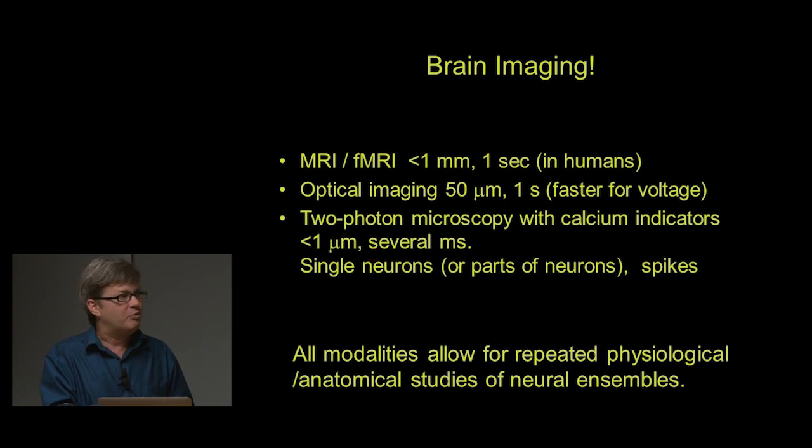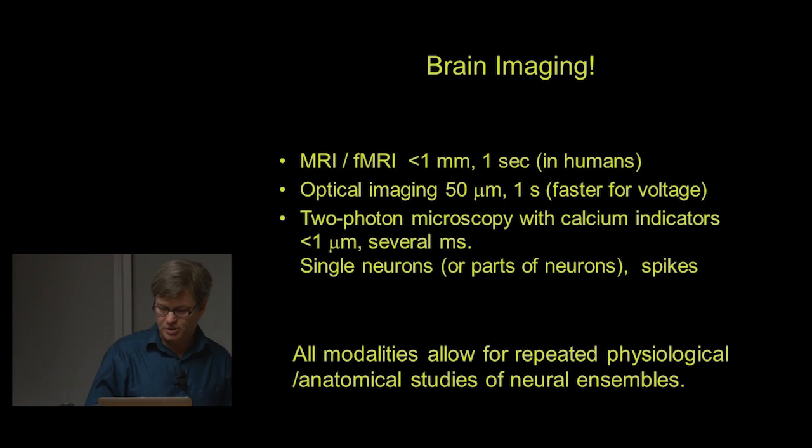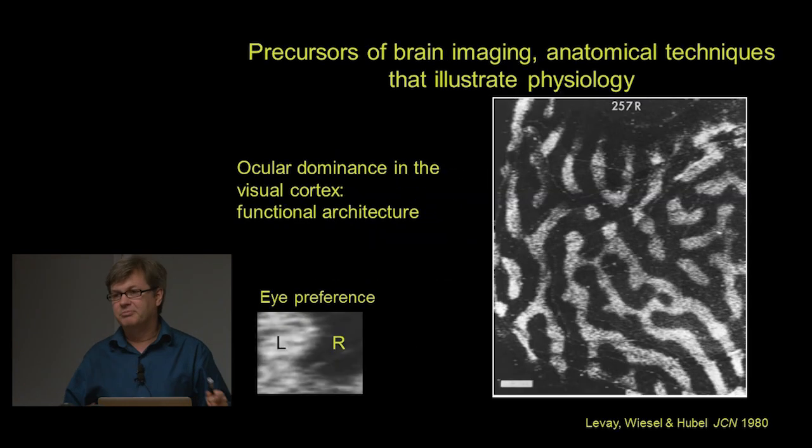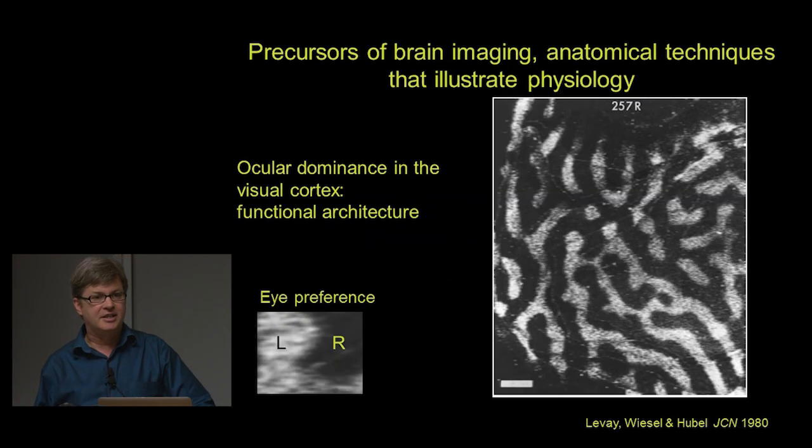So in fact, we can really approach looking at single neurons and individual action potentials or spikes with these new optical techniques, and that's what I'll finish off with. And what's great about these modalities, it allows for repeated physiological and really anatomical studies of the thinking brain. So let's go to the precursors of these optical techniques and really the inspiration for the people who began looking at the brain with optical techniques.